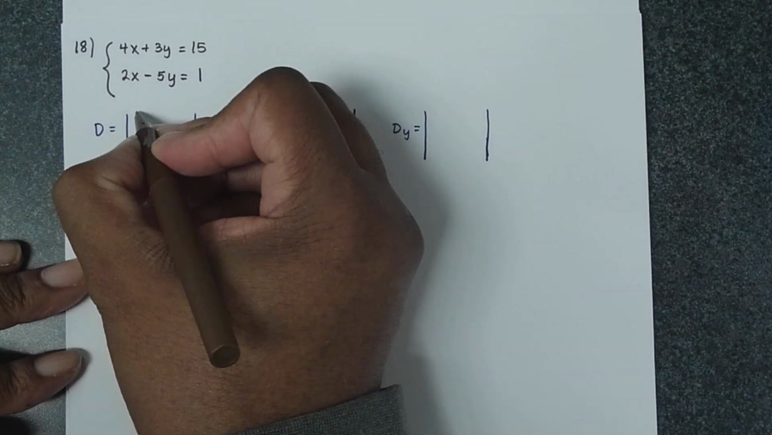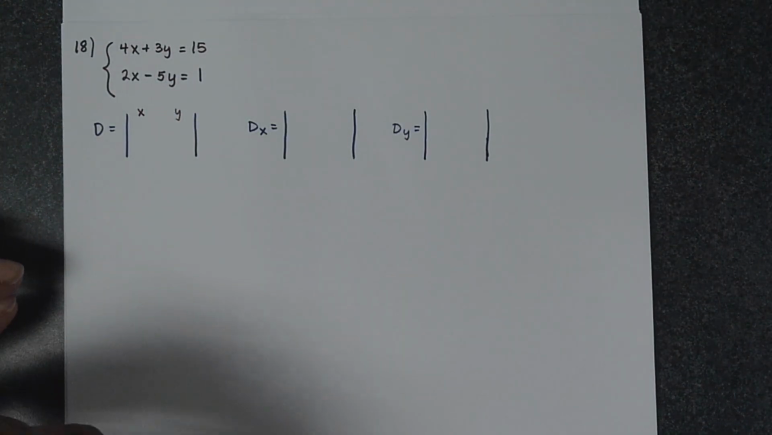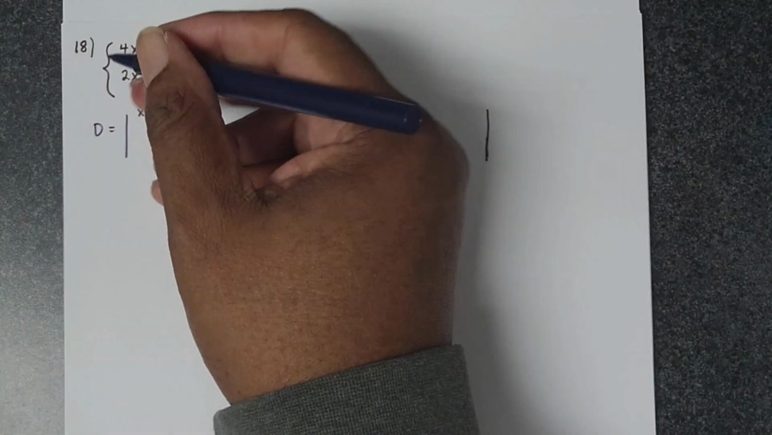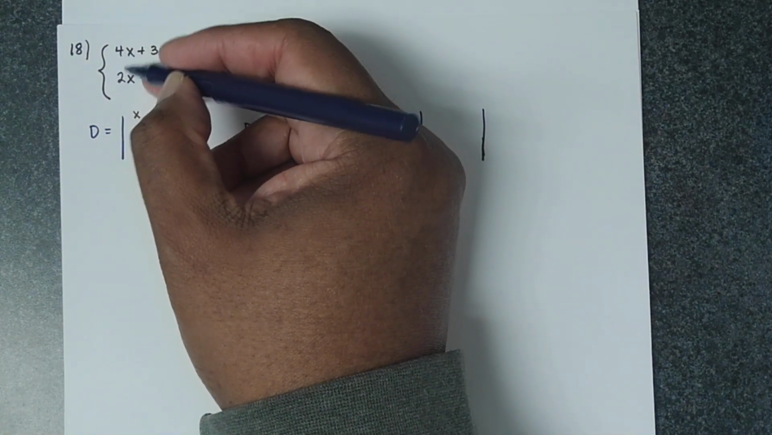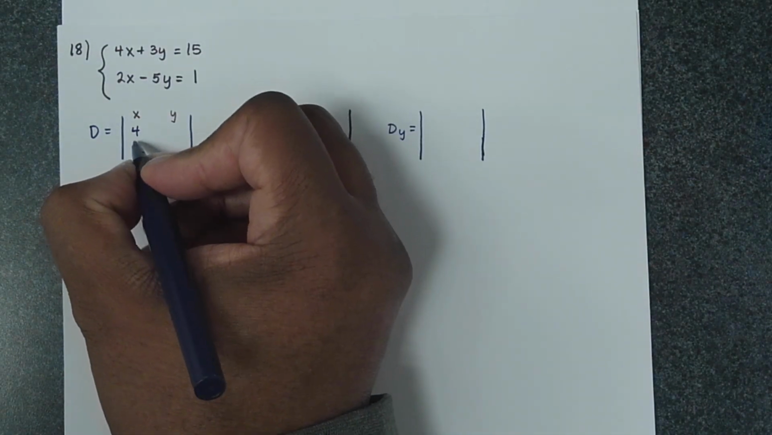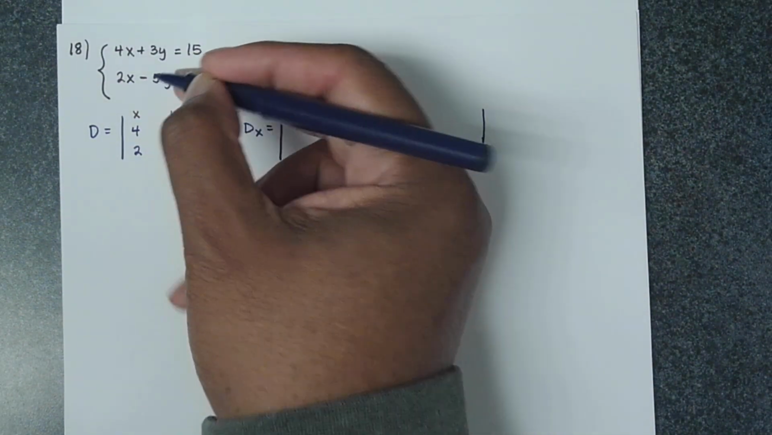If this helps you, D will always have the x coefficients in the first column and the y coefficients in the second column. So for the D, and they have to be in this order, here are your x coefficients right here, 4 and 2. And then the y coefficients in the correct order, 3, negative 5.